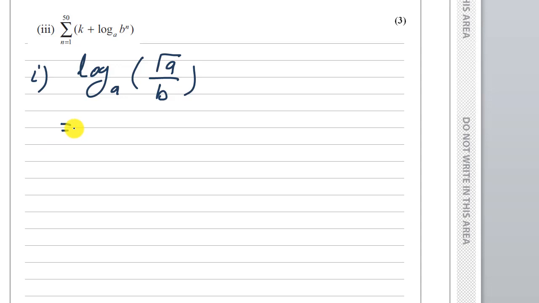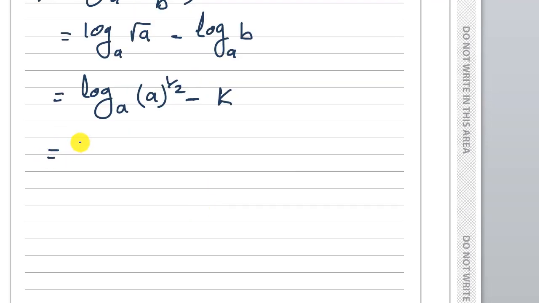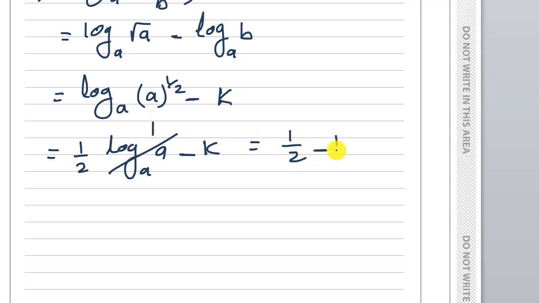So it's equal to log a square root of a minus log a b. So it's equal to log a to the half minus log a b, which equals k. So it's equal to half log a minus k. Log a is equal to 1, so it's equal to half minus k. And this is the first part.